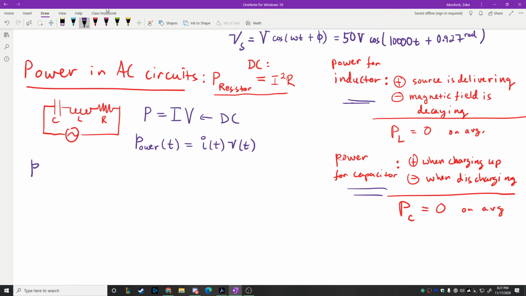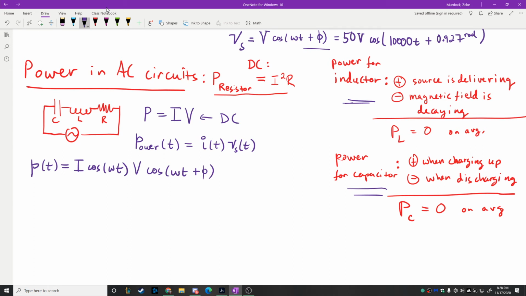So let's say that the power as a function of time now is going to be the current. Our current was defined as I times the cosine of omega t. We're talking about the entire system now, so we're going to be talking about the voltage across the source. That was the one that was V times the cosine of omega t, just like what we have written right up here, plus phi. And then what we can do is look at the fact that we have a cosine times a cosine here.